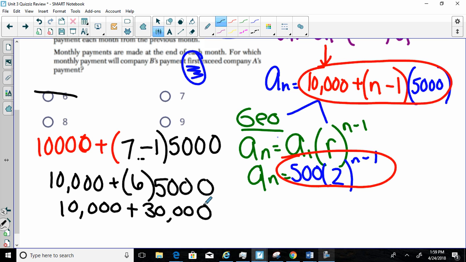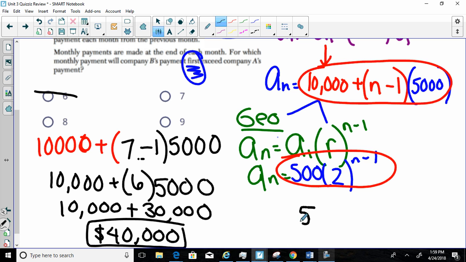And what's 10,000 plus 30,000? 40,000, right? So that is for the first one. Now let's try the second one. What should we put for this n?